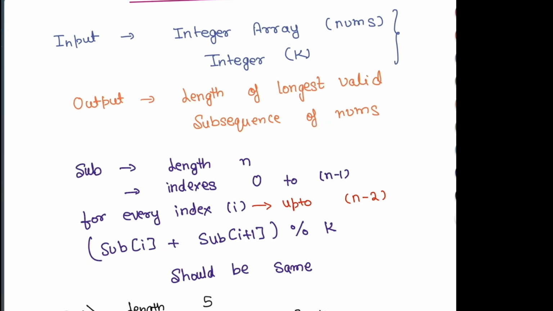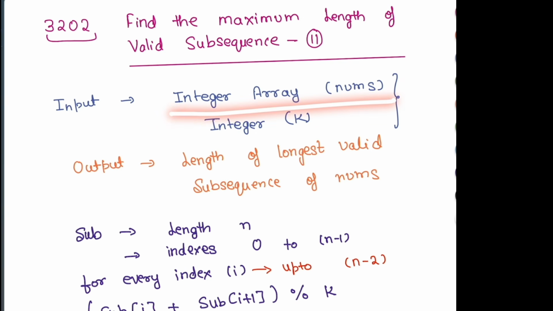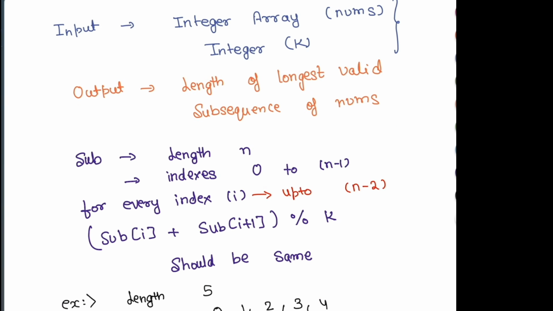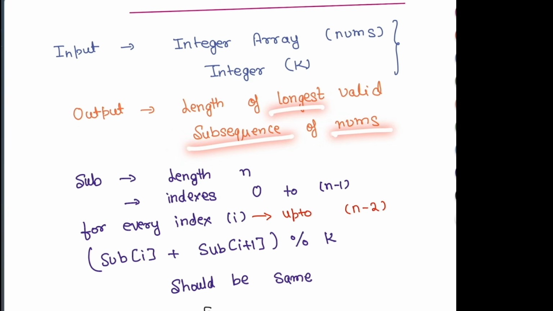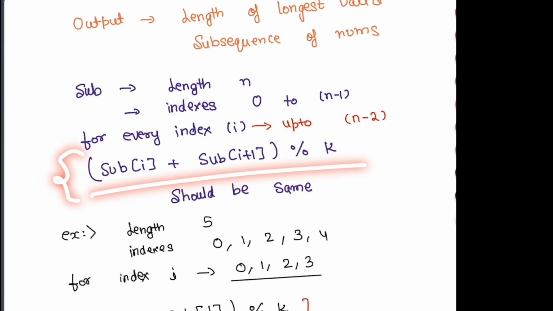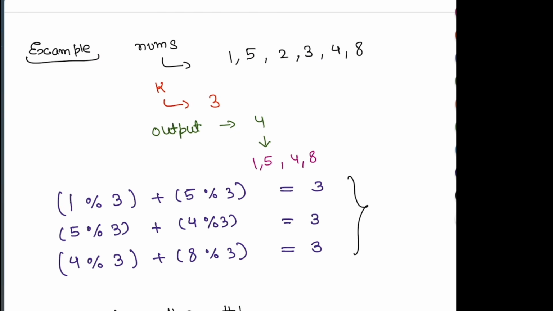So now coming back to the input again, you are given an array of numbers, nums, and an integer k. Try to find the longest subsequence from this particular nums such that this formula is valid. Now let us see one example. In the example, let us say the given array nums is 1, 5, 2, 3, 4, 8, and the given value of k is 3, right? In this case, the output is going to be 4.